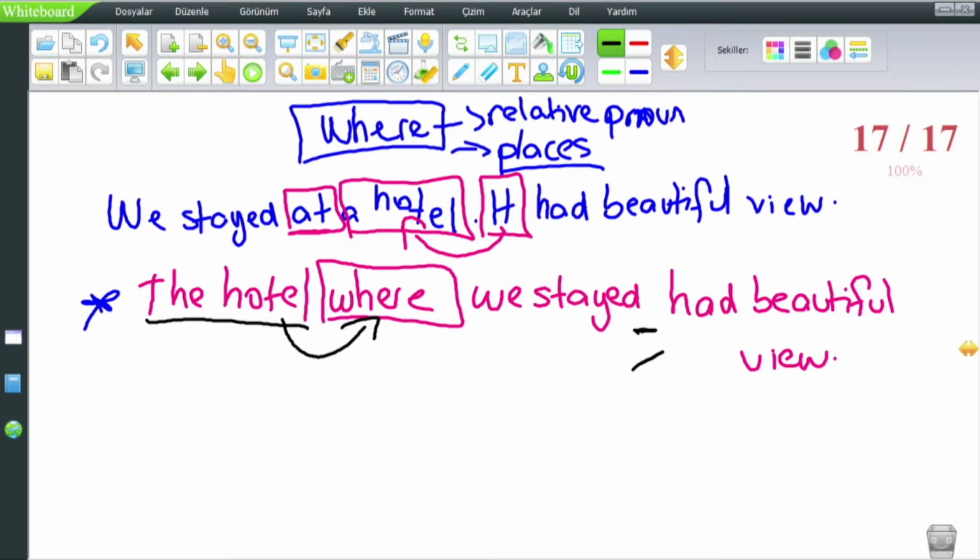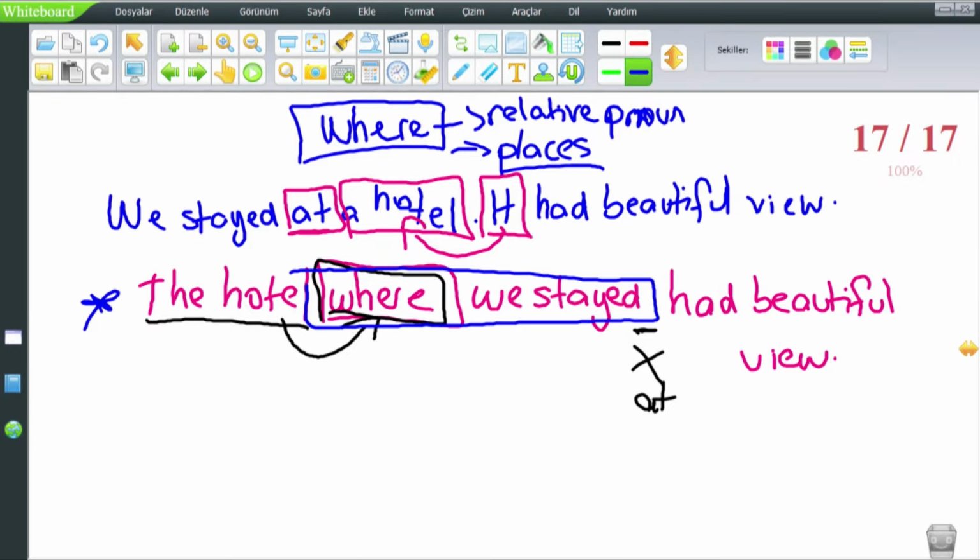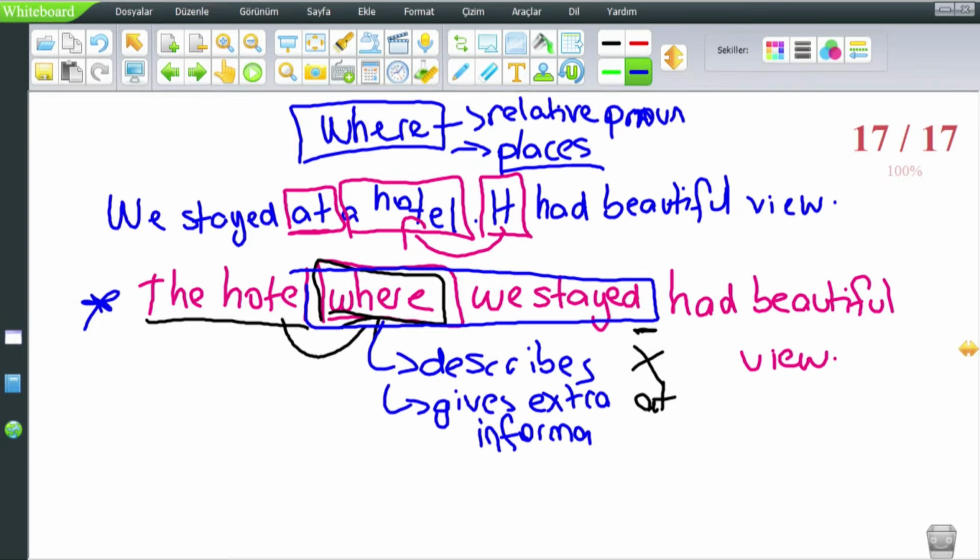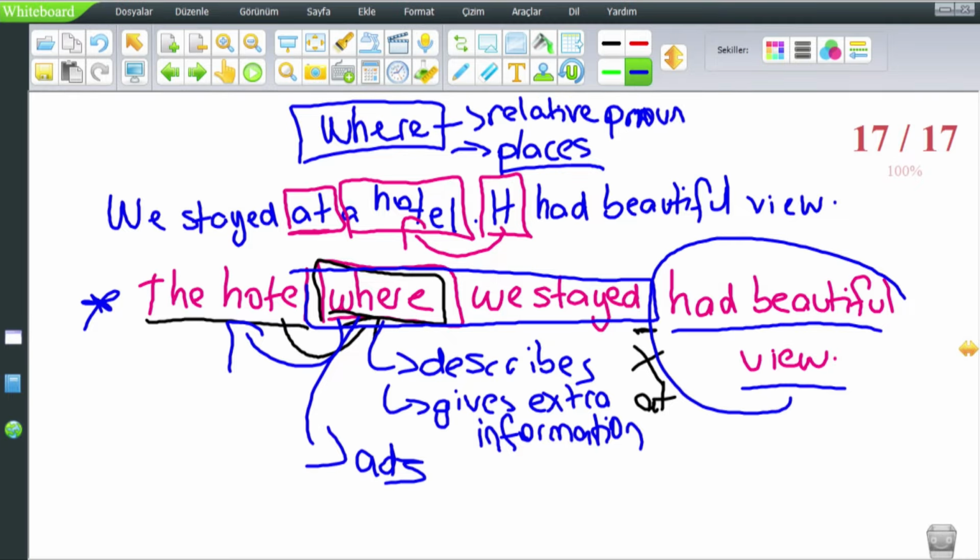We stayed, I don't put at. I omit the at because where gives that meaning. Had a beautiful view. So, the relative clause, the extra information part, is here, where we stayed. It describes or gives extra information about the subject that it refers to, that it defines. So it works also as an adjective, and this is the main clause. The hotel, blah, blah, blah, extra information, had a beautiful view.